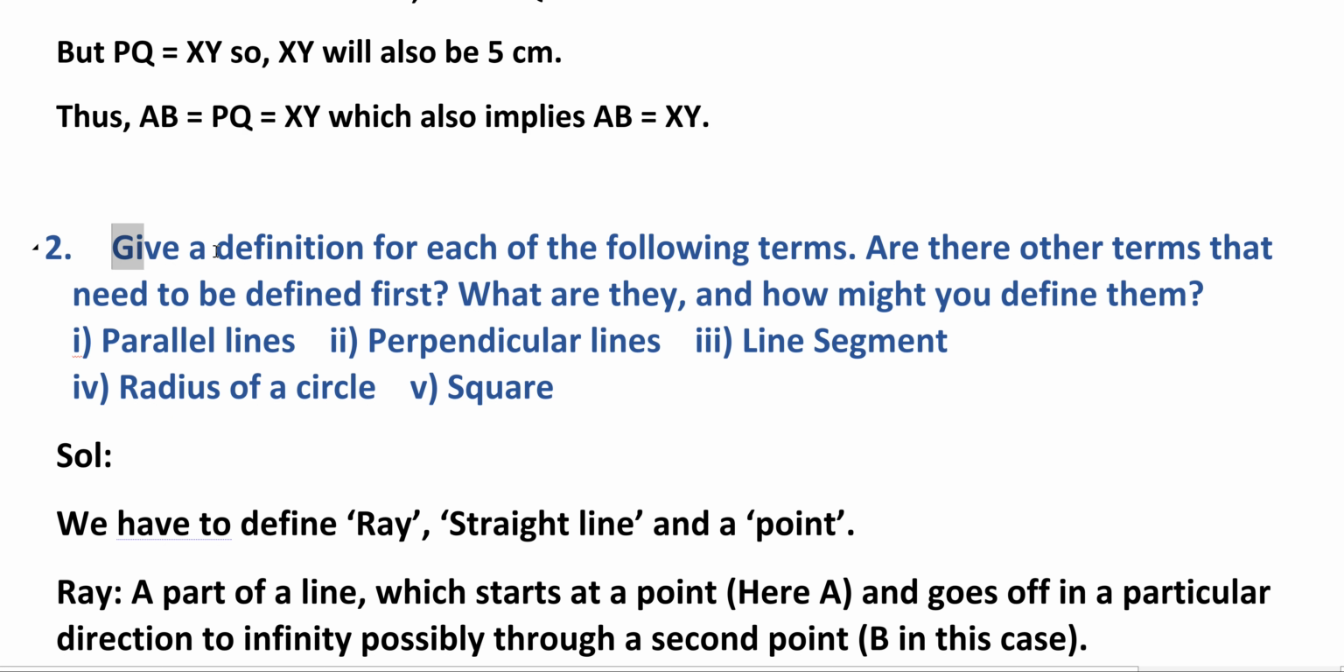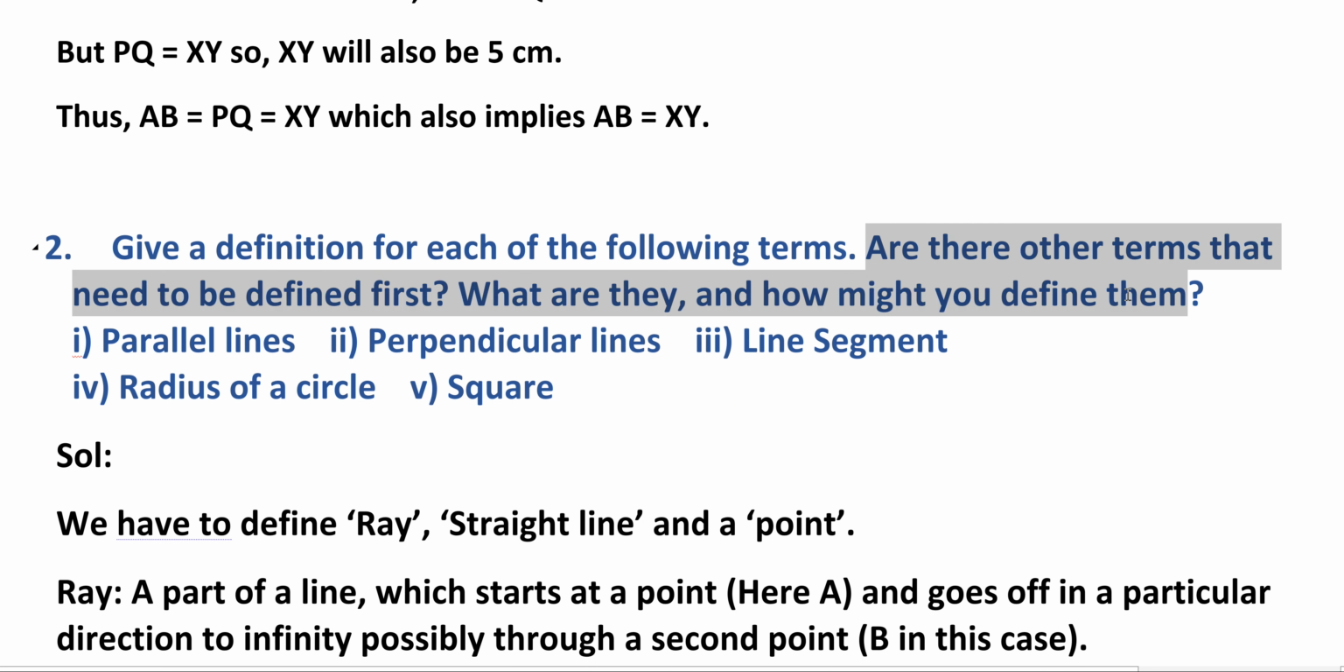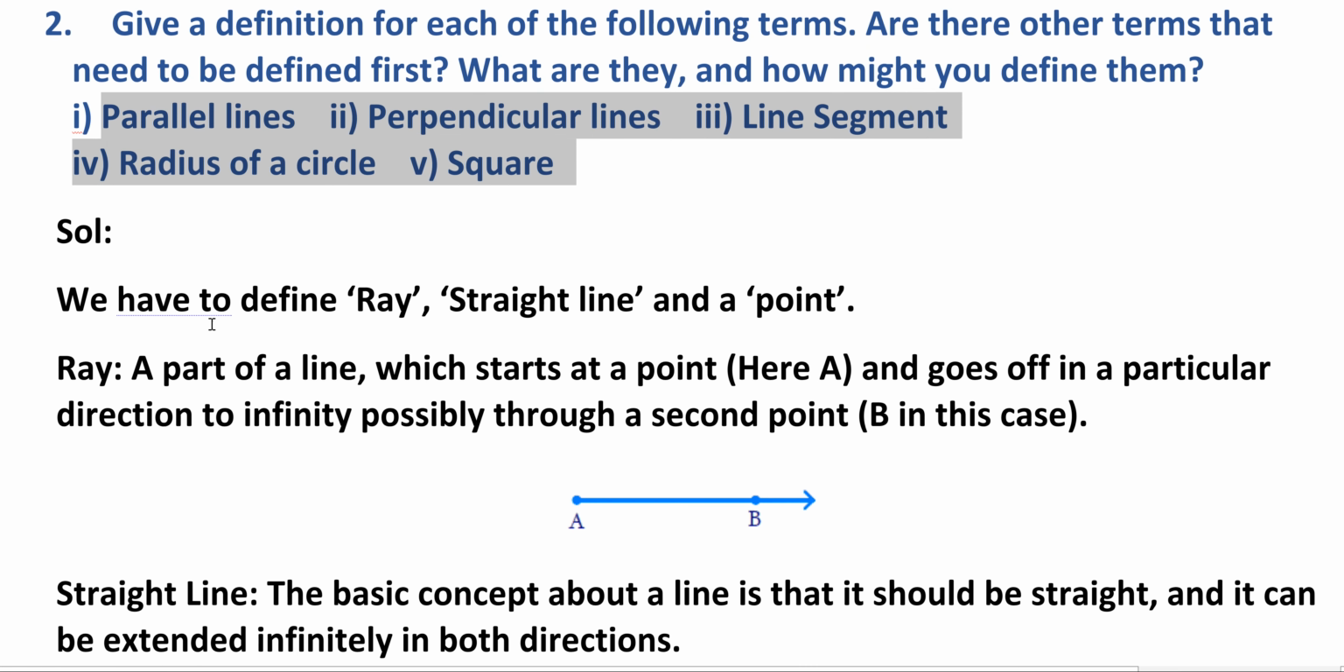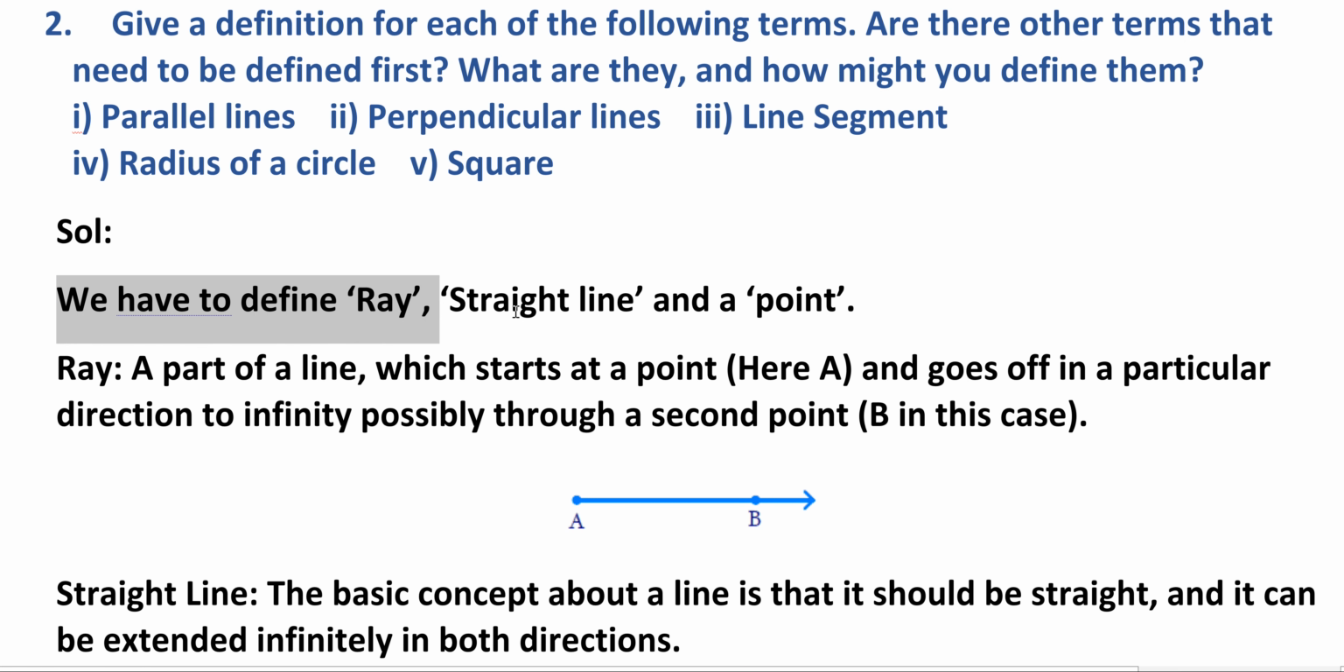Second problem. Give a definition for each of the following terms. This is very important. Are there other terms that need to be defined first? What are they and how might you define them? First, parallel lines, perpendicular lines, line segment, radius of circle and square. Solution. We have to define ray, straight line and point first.